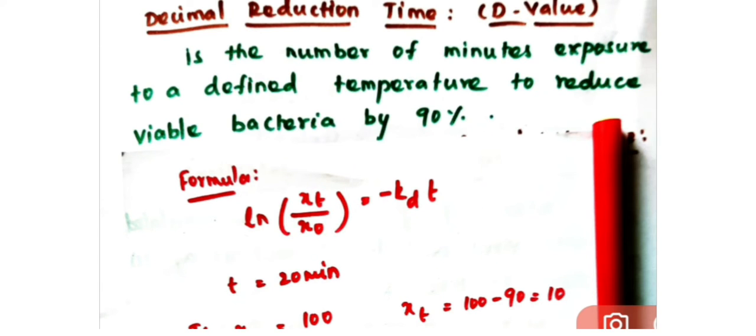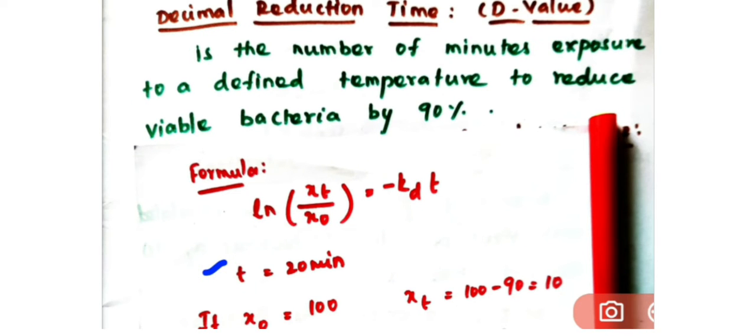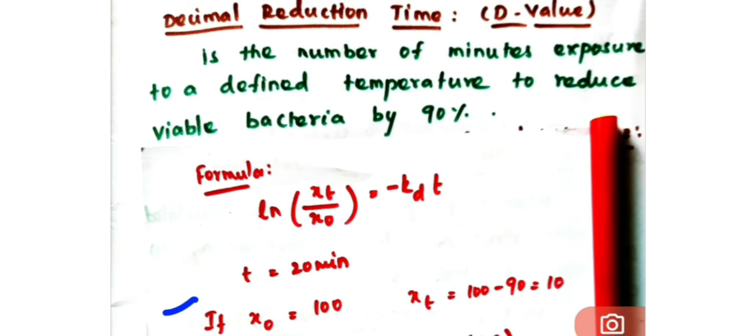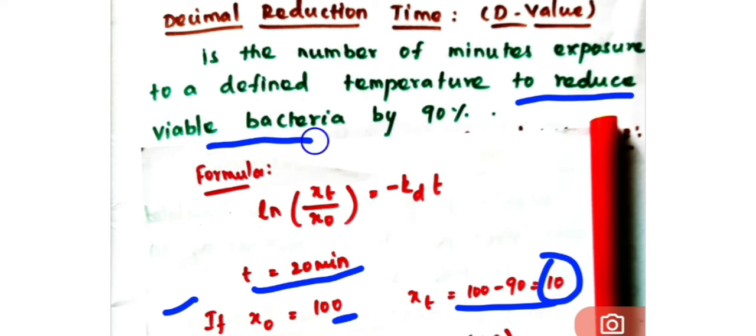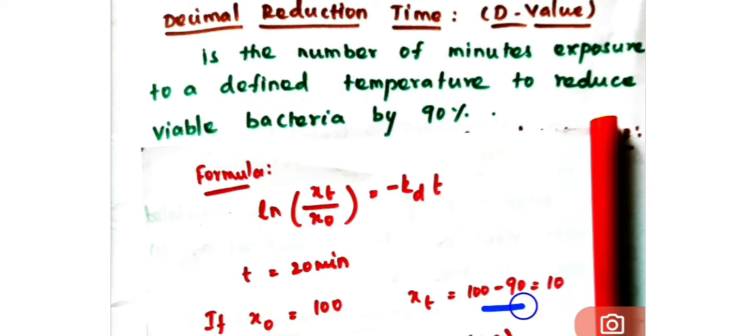So in the problem they have given decimal reduction time t is equal to 20 minutes, and here if your initial cell concentration is 100 cells per ml, then after your decimal reduction time, that is here t is equal to 20 minutes, you will have only 10 cells per ml. Why? Because here you are reducing viable bacteria by 90% at a defined temperature. So 100 minus 90 will give 10 cells per ml.